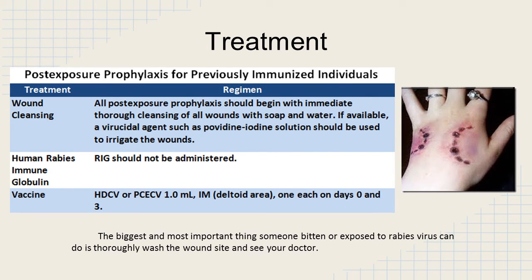Those who have already been immunized shouldn't receive the antibody human rabies immune globulin. They instead receive 2 rounds of either HDCV or PCECV on day 0 and day 3. And so the biggest and most important thing someone bitten or exposed to rabies virus can do is thoroughly wash the wound site and see your doctor as soon as you can.